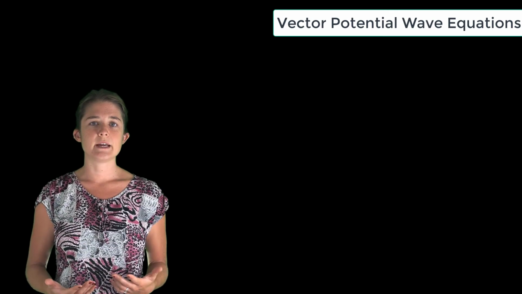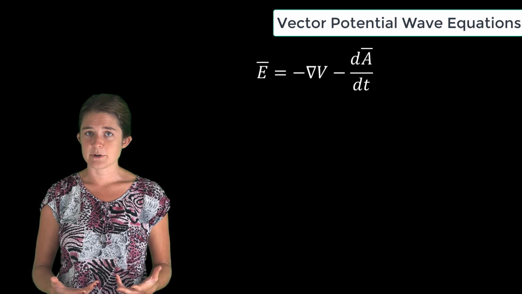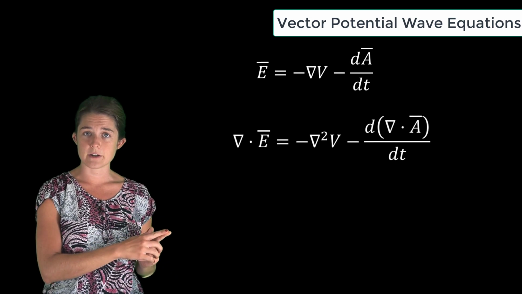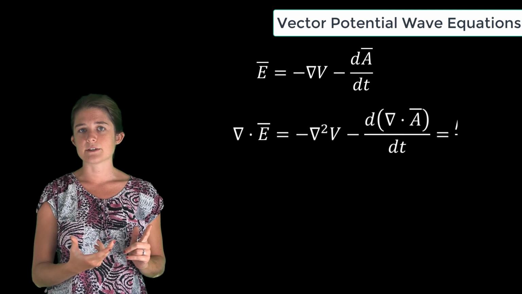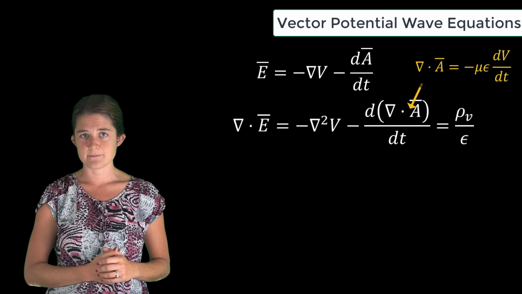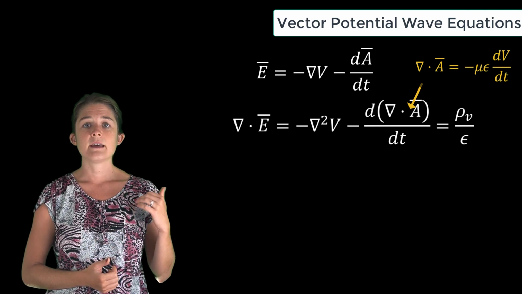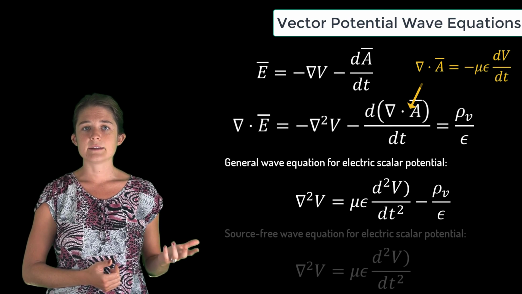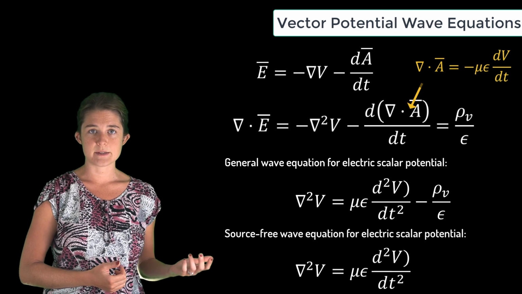We can similarly obtain a wave equation for the scalar electric potential by taking the divergence of both sides of the equation we derived earlier, and then applying Gauss's law and the Lorentz gauge condition. If we do this, this is our wave equation for V with sources, and this is our wave equation for V in the absence of sources.